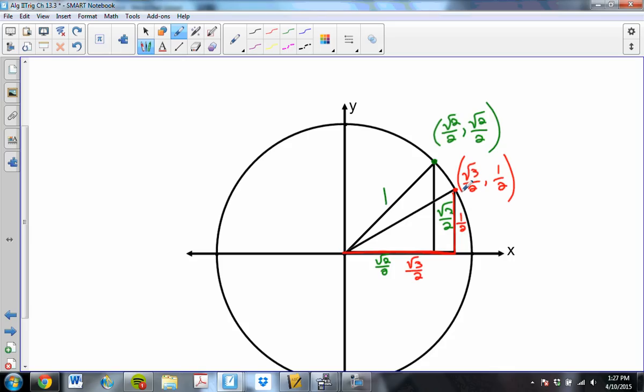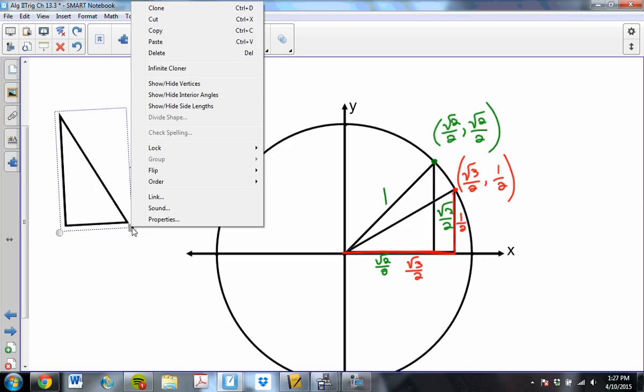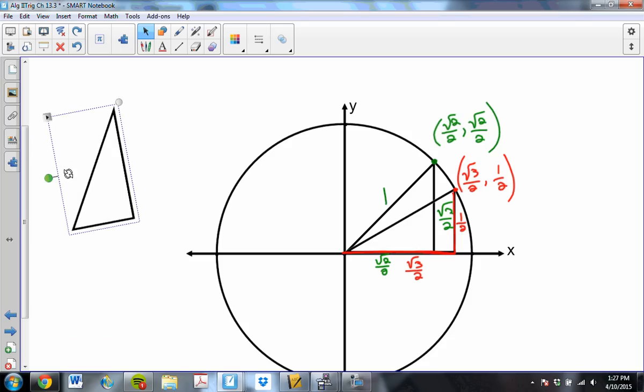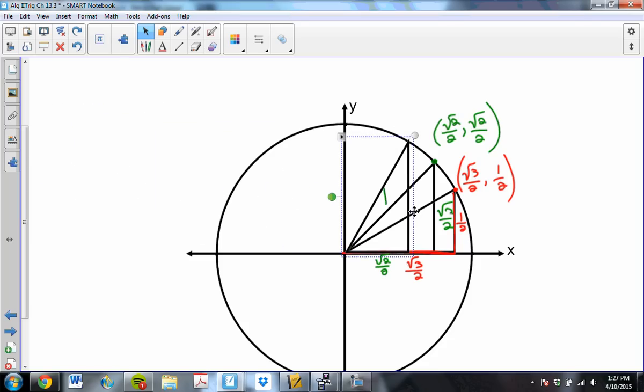Then I'll take one more of those triangles, and this time I will rotate it, and I'll flip it. Nope, that'll accomplish the same thing I just did. There's the one I want. This triangle here is basically the same one, only now these coordinates are going to flip. So this is 1/2, comma, root 3 over 2.